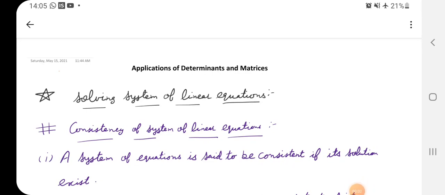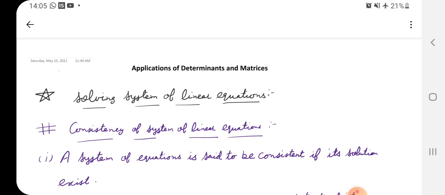Good evening, all. Today we are going to discuss the applications of determinants and matrices. Based on the determinants and matrices, we will now discuss the applications. So, the first application is solving the system of equations with the help of determinants and matrices.